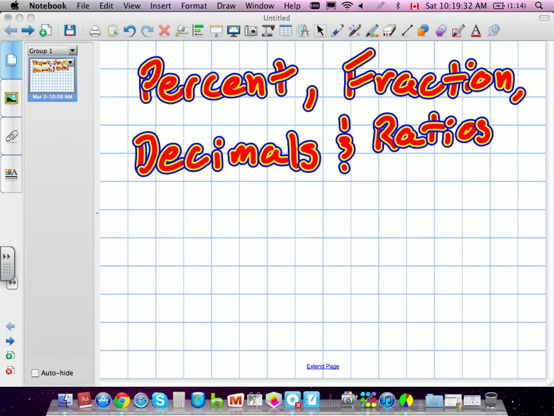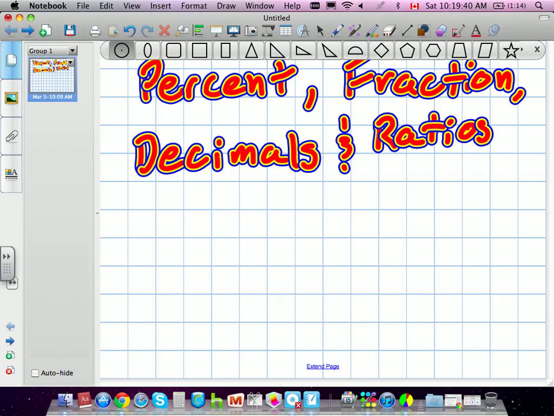We're going to do percent, fraction, decimals, and ratios. Okay, and they're talking about similar pairs of shapes. So what they've done in the book there is we'll draw, they have, let's say, a rectangle.